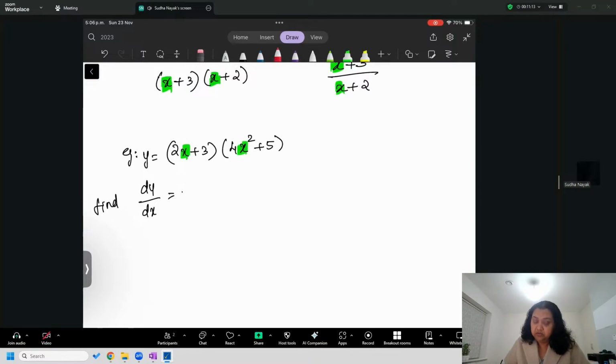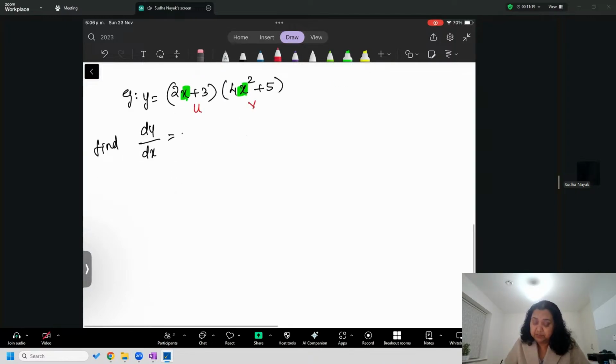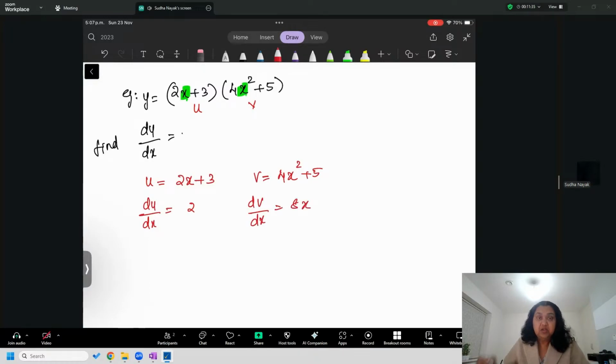So what I will do is quickly write this as u and v, and then my next step, which is pretty important, is to write u as 2x plus 3, and then immediately do du by dx. du by dx is equal to 2. Then you write v is equal to 4x square plus 5, and dv by dx is equal to 4 into 2, 8x. Please write this step so that you don't make any mistakes. Now it is pretty easy.